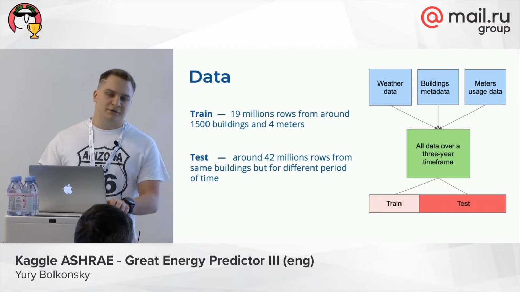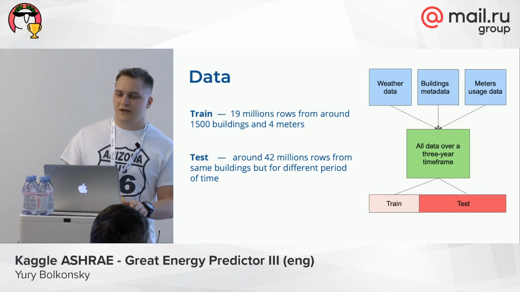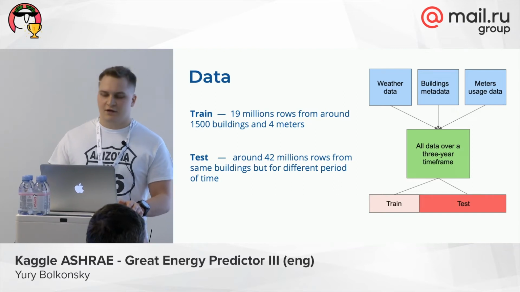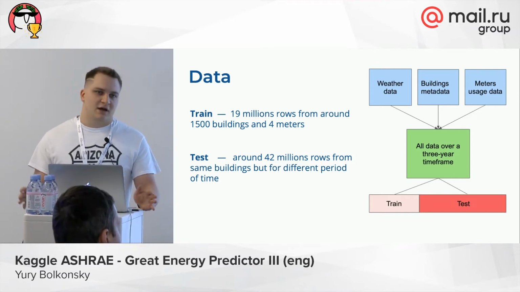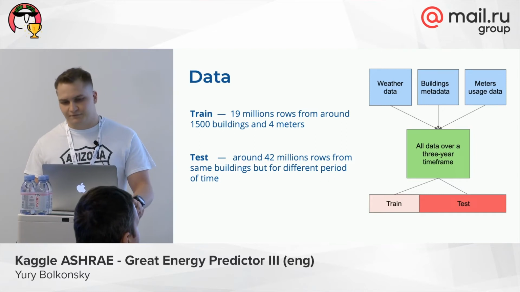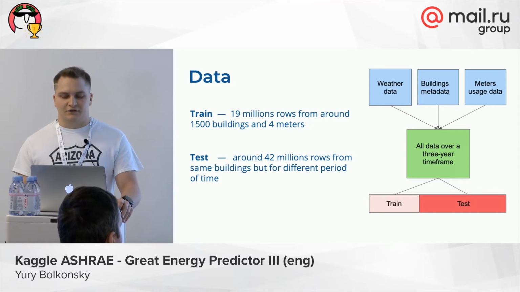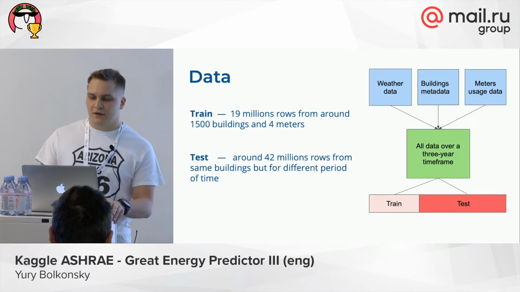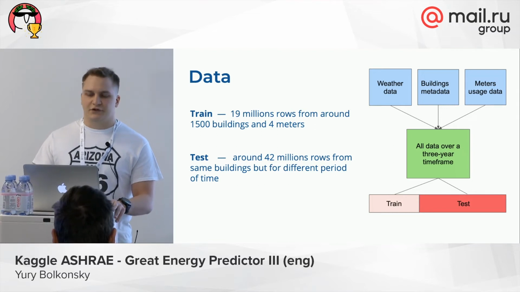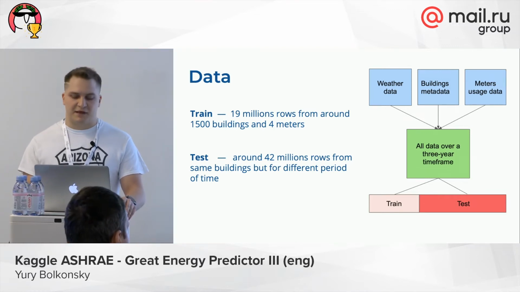So there were three main parts of the data. It's weather data, building metadata about the year of the building and other information, their main occupation, like whether it's a building for education or for commercial things, and also meter usage data, which shows us these 4 meters, which I already mentioned before. And all this data was connected in a 3-year time frame, which was split between train and test by time split.